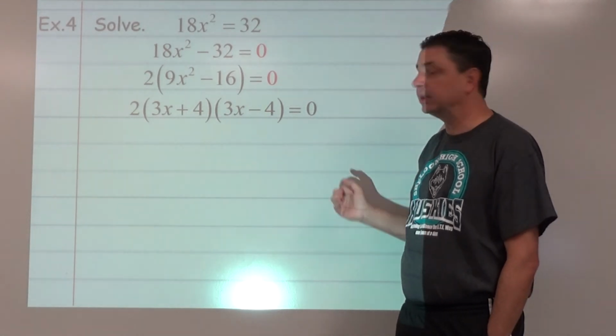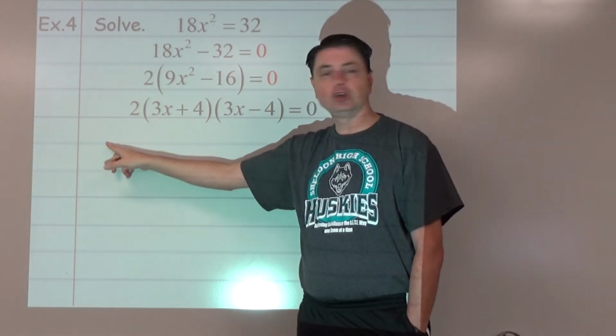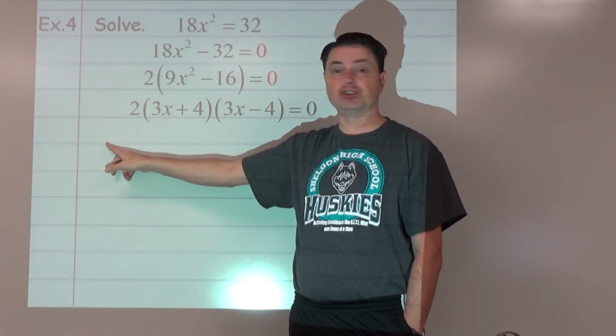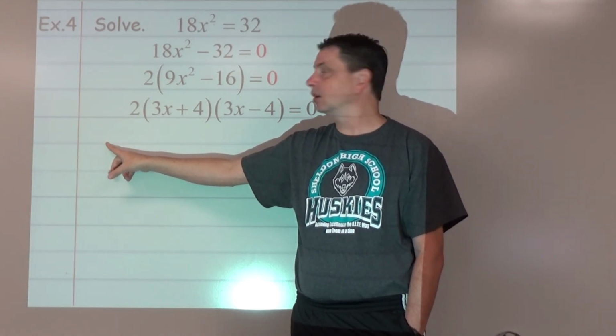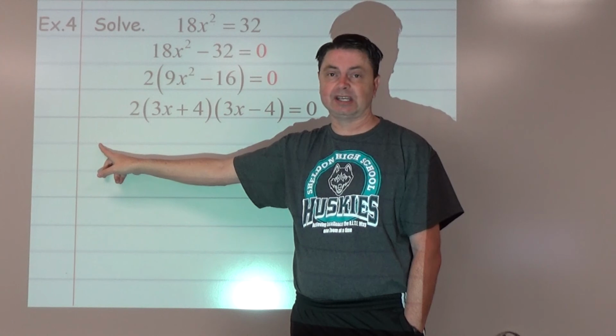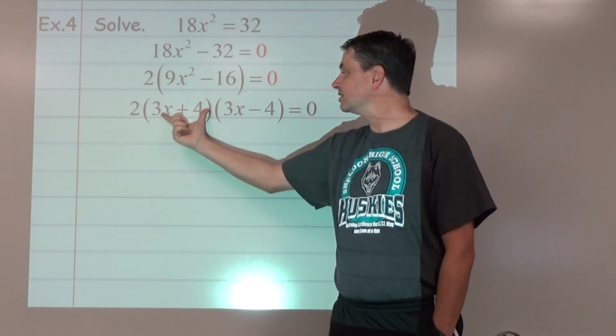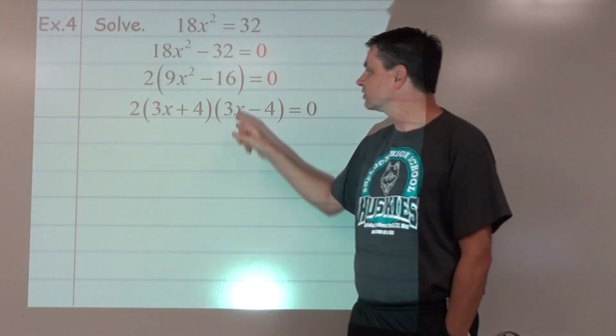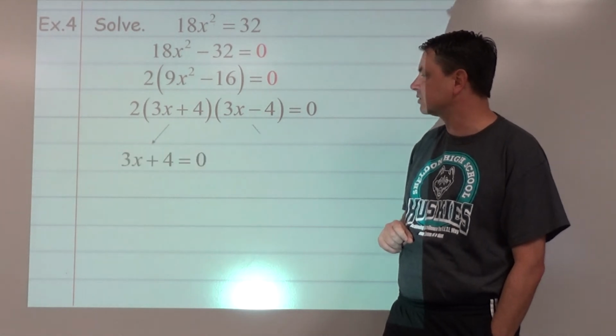Now we split, set them equal to 0. 2 equals 0. Well, that can never be true. 2 does not equal 0. So that doesn't actually lead to any solutions. We're going to focus here and here. 3x plus 4 equals 0. 3x minus 4 equals 0.